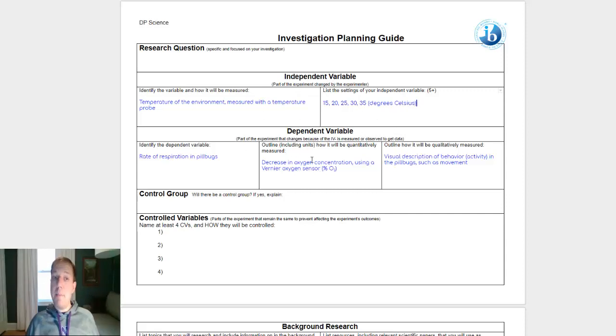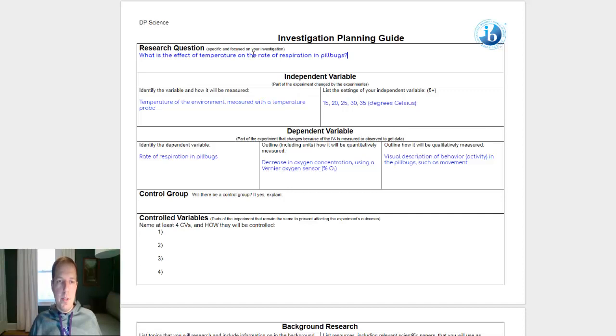Now, once I've determined the independent and dependent variables, I can move up to the research question. And that research question is going to simply start as the relationship between that independent and dependent variable. So something like, what is the effect of temperature on the rate of respiration in pill bugs? That's a good starting point, but this is not yet a specific and fully focused research question.